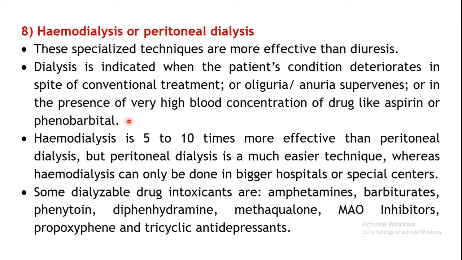Or if there is a presence of very high blood levels of these particular substances which may cause poisoning. Okay, here some examples of drugs are quoted, aspirin and phenobarbital. So if a very high amount of that poison has entered your blood, you should better go for dialysis. Okay, now out of these two processes, hemodialysis is actually more effective as compared to peritoneal dialysis, but peritoneal dialysis is a little bit easier and safer as compared to hemodialysis. Okay, but hemodialysis requires critical instruments and can be done only in special centers. Usually peritoneal dialysis may be preferred, and in severe cases you should go for hemodialysis.